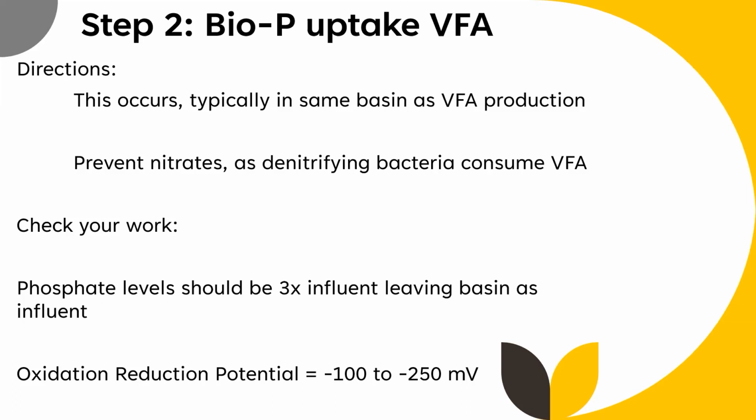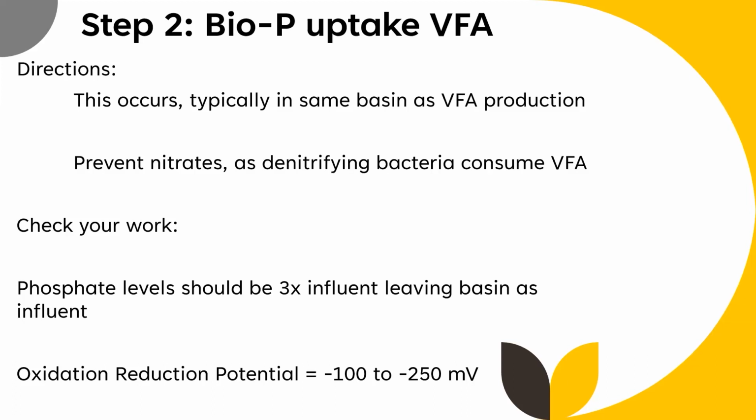If your RAS is high in nitrates, you may have fair to middling biological phosphorus removal because denitrifiers are going to consume some of the VFA instead of the organisms that consume phosphorus in your anaerobic zone.